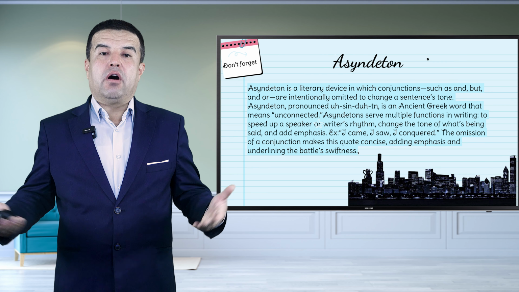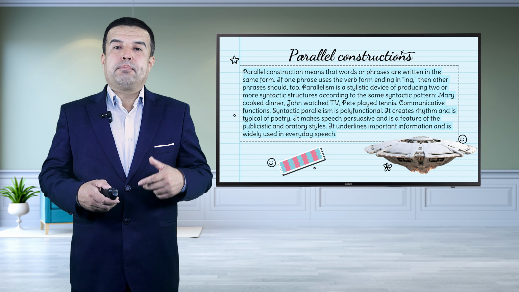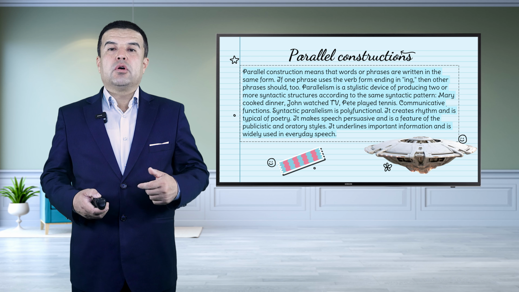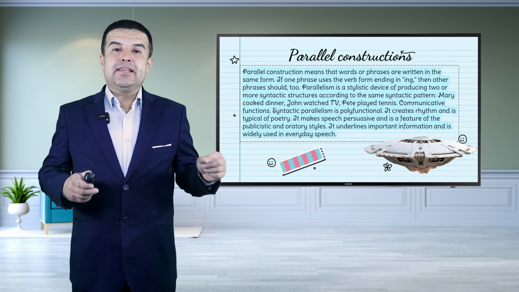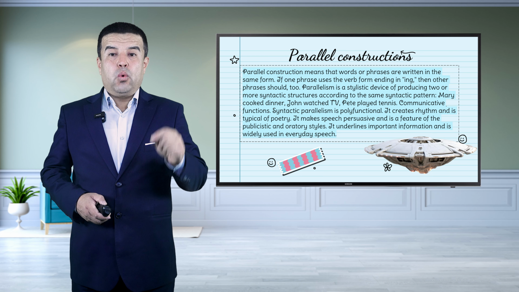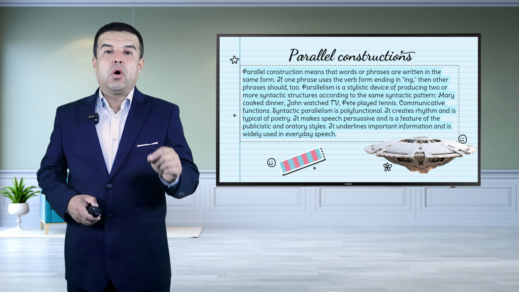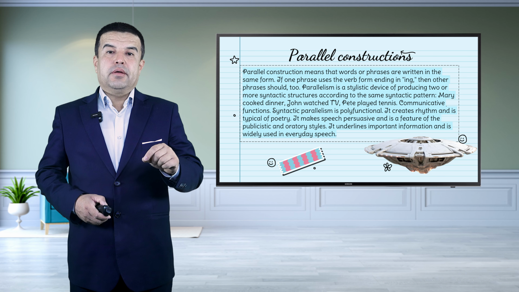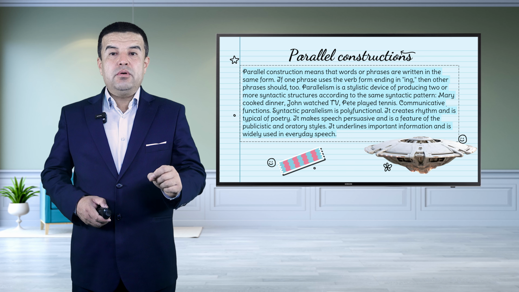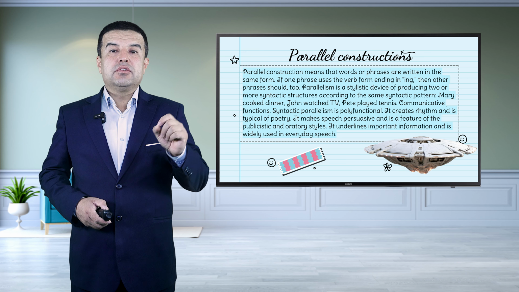One of the next stylistic devices is parallel constructions. Parallel constructions mean that words or phrases are written in the same form. If one phrase uses a verb form ending in -ing, then the other words should too. Or if one of the phrases uses a noun form, the others should also.